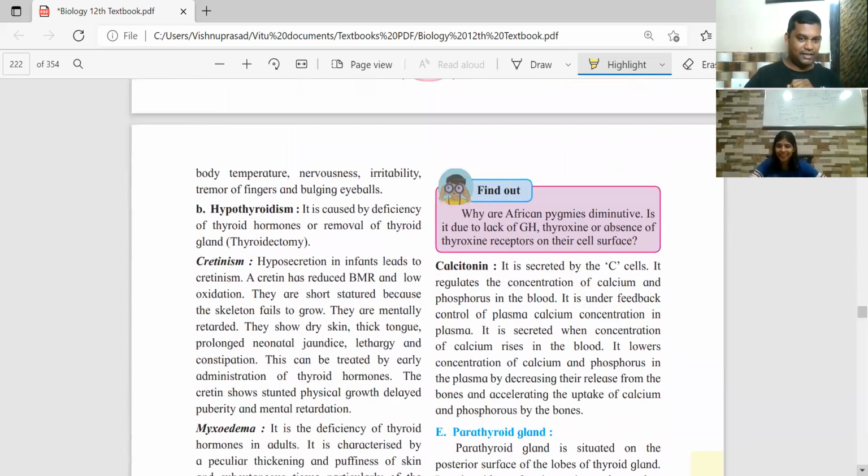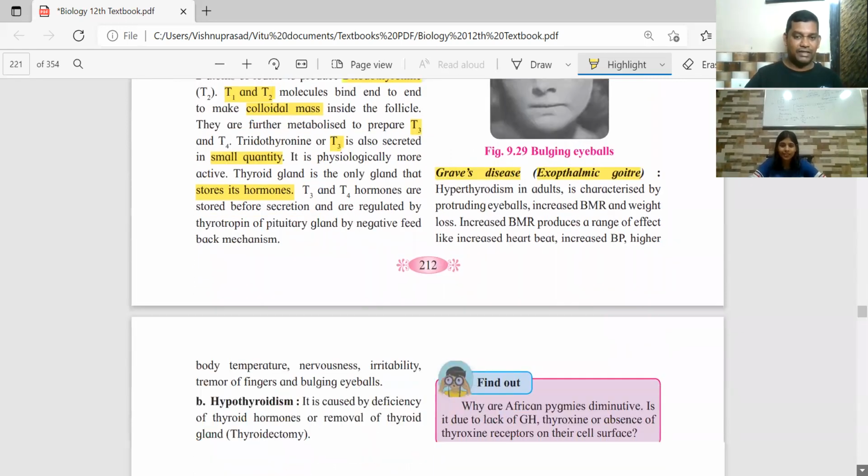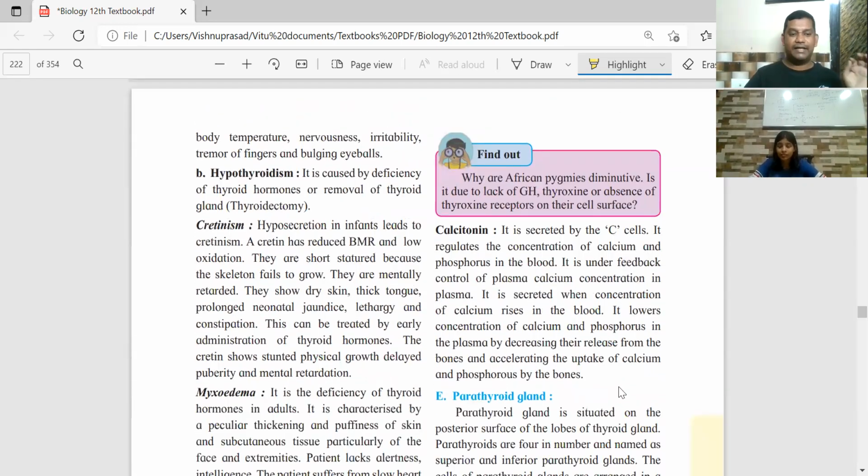Remember the word Graves' disease, exophthalmic goiter. In the exam, if the question is what is the reason for Graves' disease, it is excessive secretion of thyroid hormones. Similarly, if there is less secretion, a deficiency, we call it hypothyroidism. Or sometimes, for some reason, the doctors may have to remove the thyroid gland surgically.